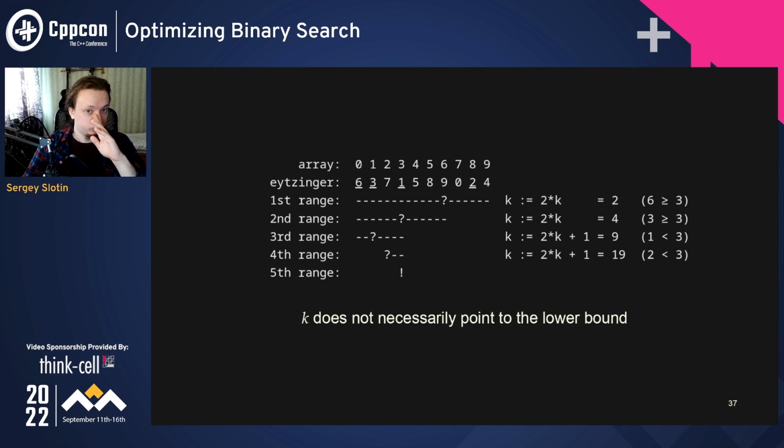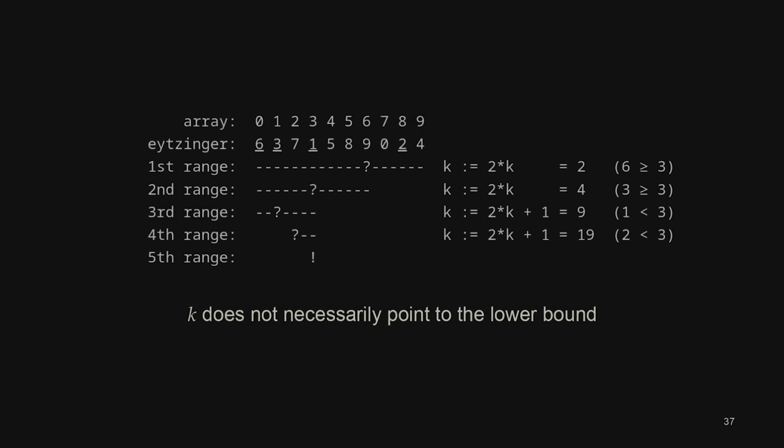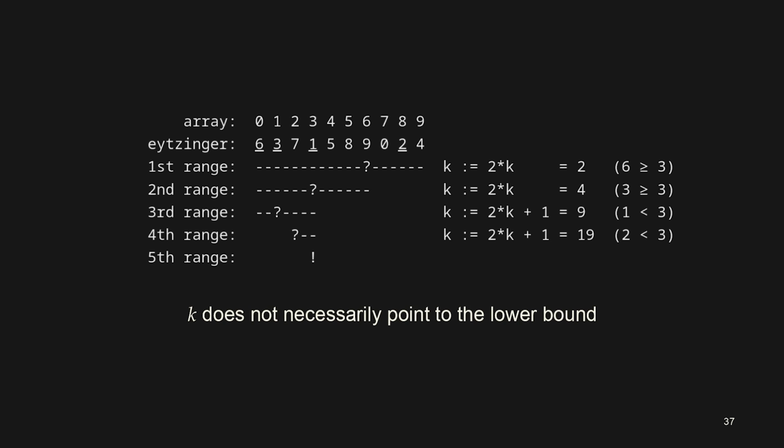So here's an example. Here we have a 10-element array of numbers between 0 and 9 inclusive, and we are searching for the lower bound of 3. On the first iteration, we compare against the first element, 6, and 6 is greater or equal to 3, so we go left, multiplying k by 2. On the second iteration, as k equals 2, we compare against the second element, 3. And as 3 is also greater or equal to 3, we once again go left and multiply k by 2. Next, we compare against the fourth element, 1, and it is less than 3, so we go right this time, multiplying k by 2 and adding 1.